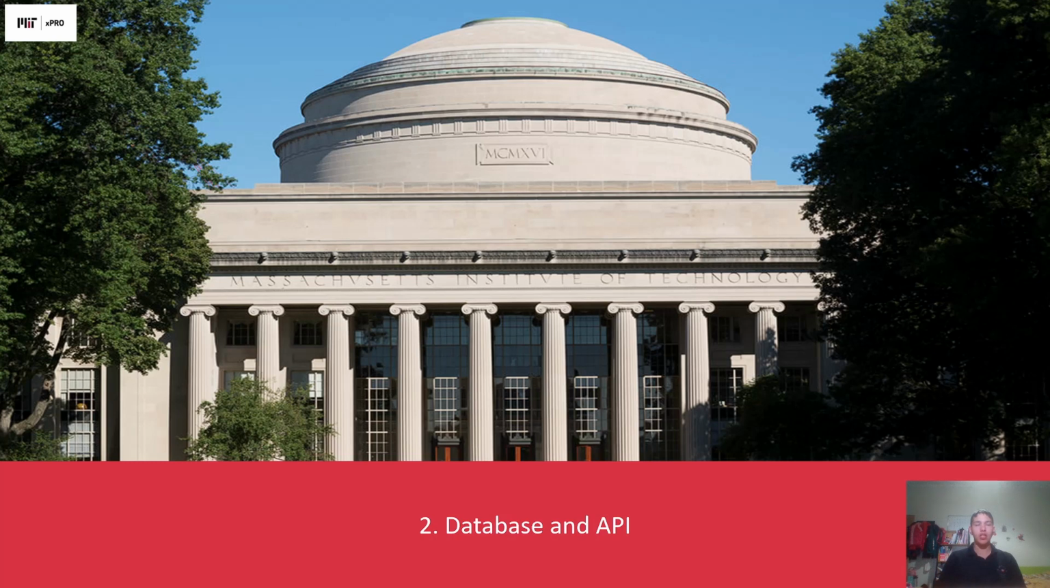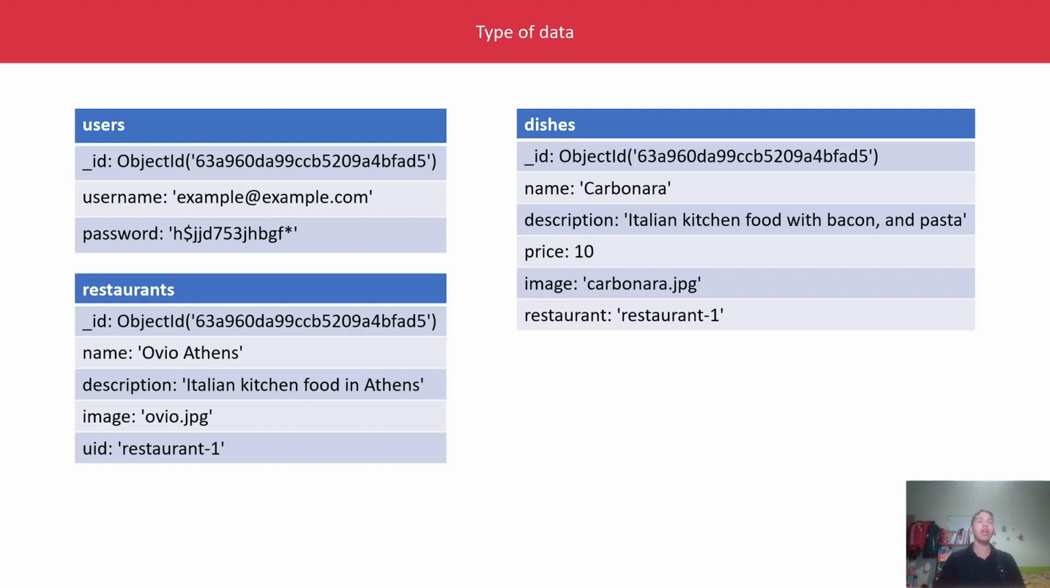Now I will present you the second part of my application, which is database and API. I will first show you the type of the data in my database. So there's a collection called users and it has an ID, username and password.